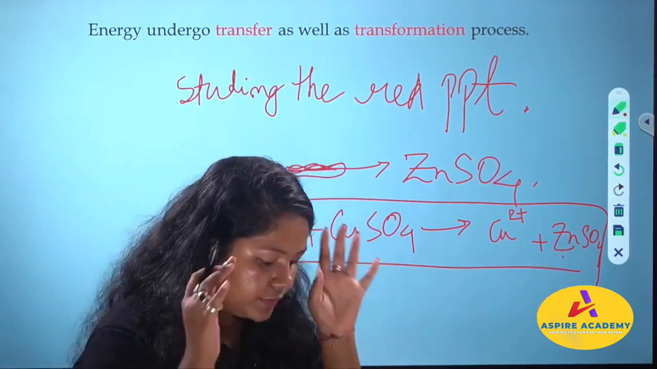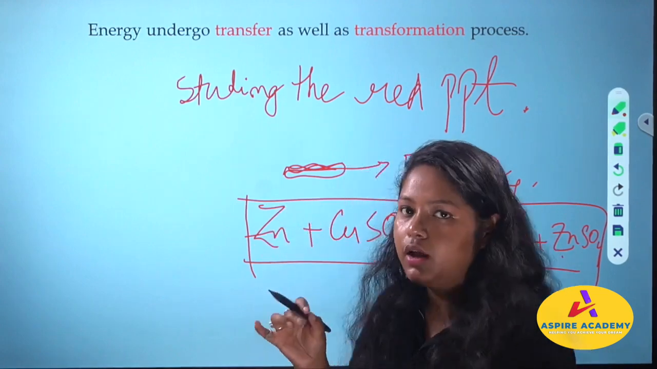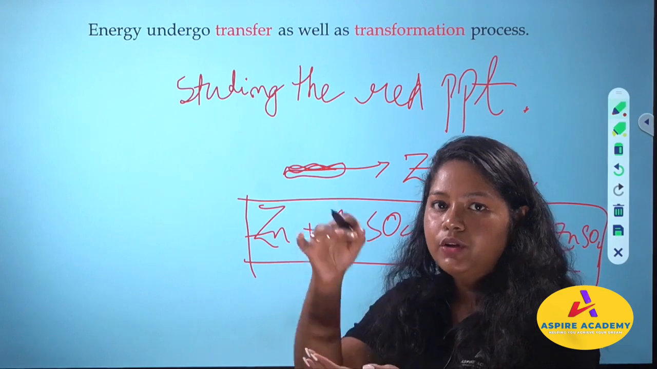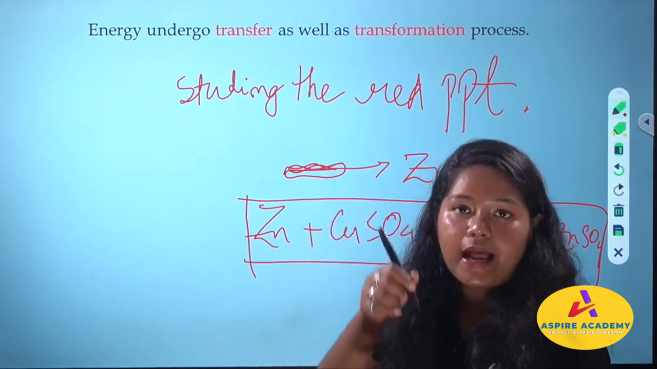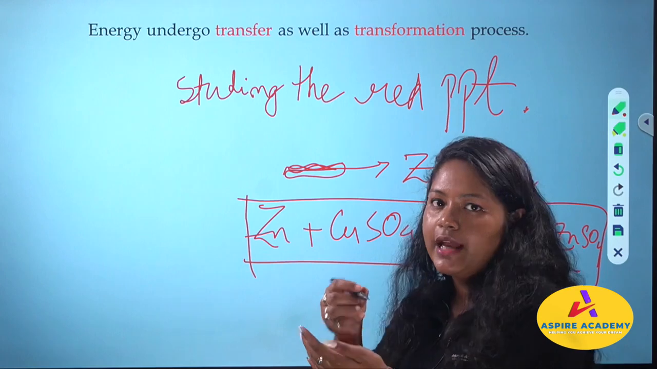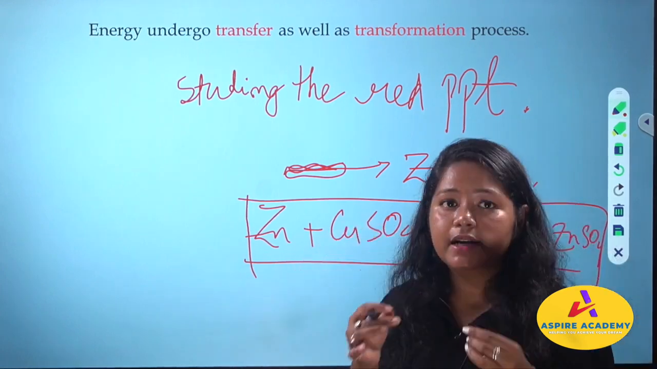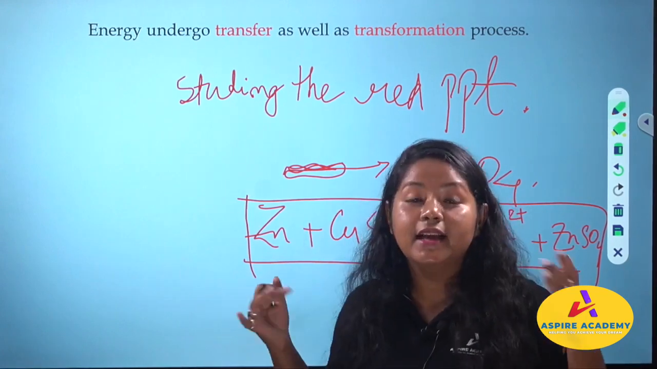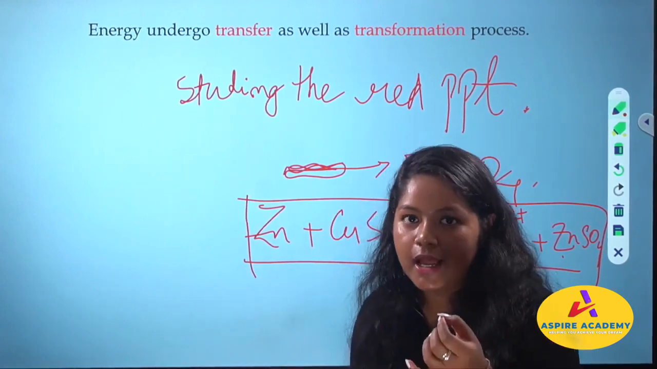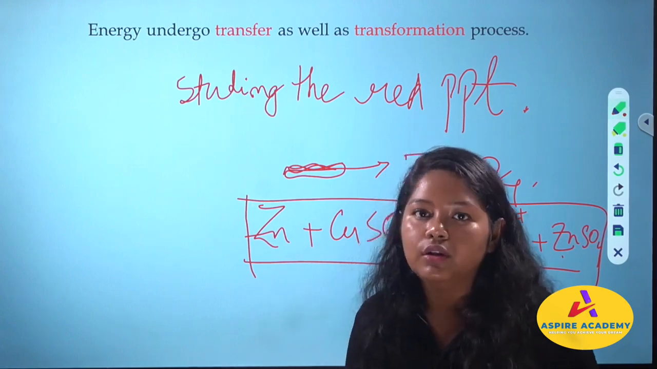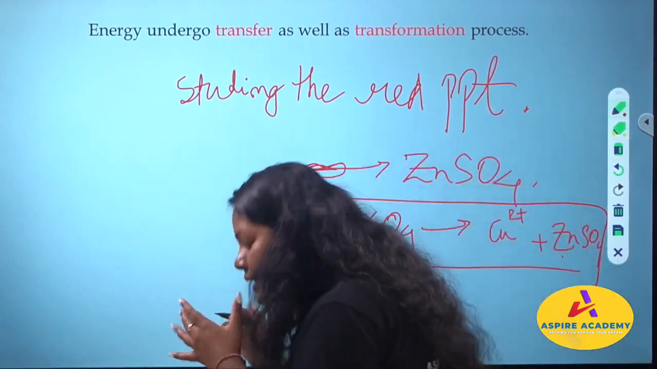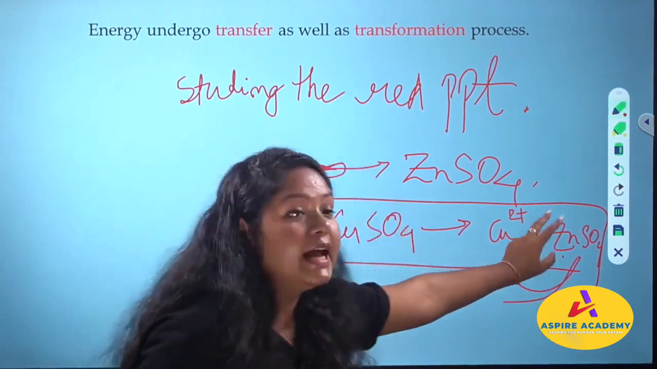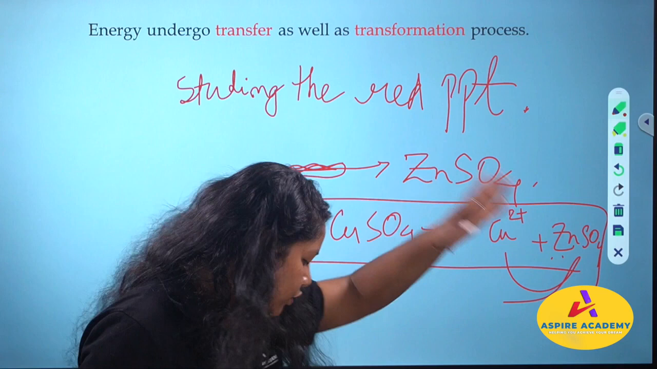Clear? Now let us get a quick recall. You had a beaker, you have placed CuSO4, you are placing a zinc rod, and when you studied it, you thought that the red PPT was ZnSO4. Obviously they thought that the zinc rod is reacting with CuSO4 solution, Zn plus CuSO4, this reaction is taking place, and ZnSO4 is our PPT.